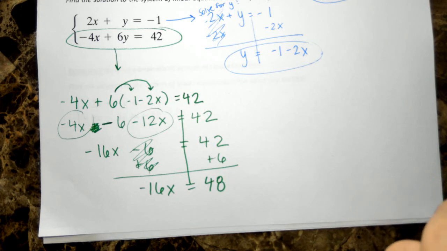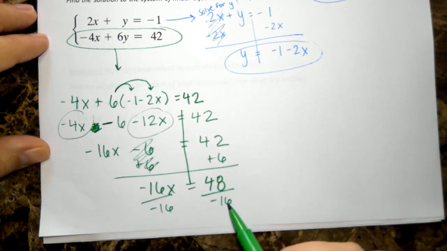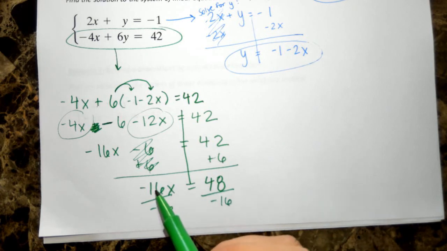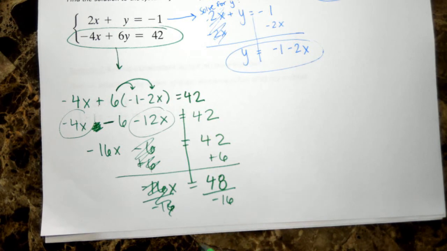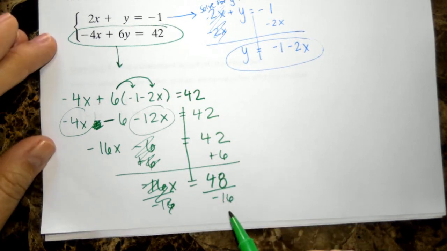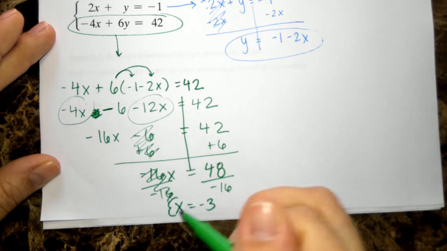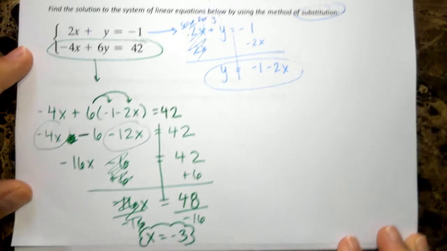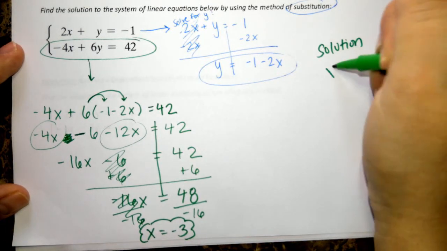And then lastly, you want to divide both sides by negative 16. So negative 16 divided by itself is just one whole, so those cancel out. And 48 divided by negative 16 is negative 3. So you know that the solution has an x value of negative 3.